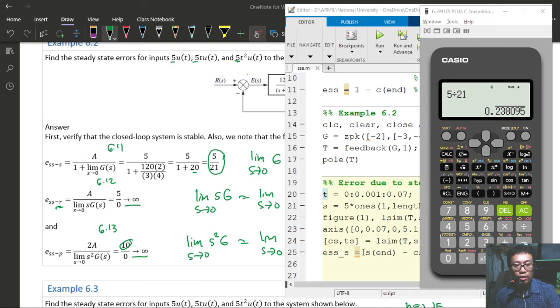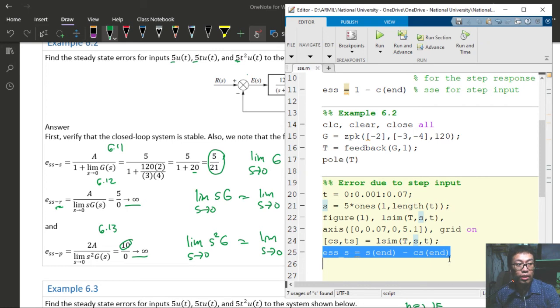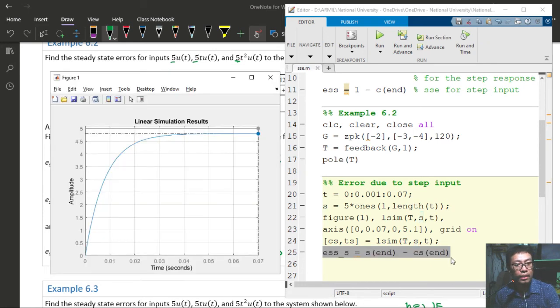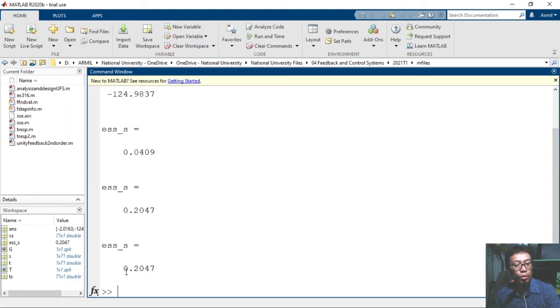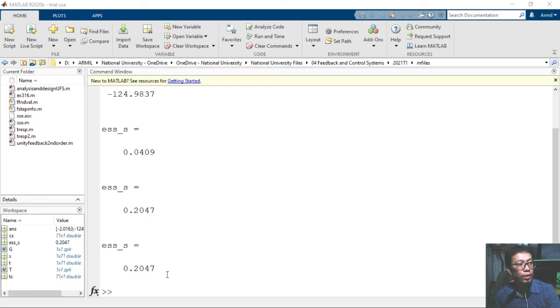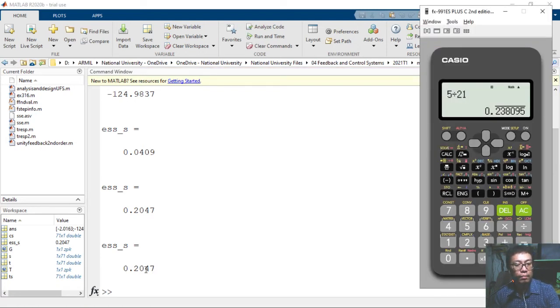Pero actually, itong command na to which I used to numerically compute the error, that gave me 0.2047. Okay, so sa computation, ito yung nakuha natin sa MATLAB. So medyo may discrepancy. Okay, again, ito kasi sa MATLAB natin is numerical yung calculation. Ito naman analytic based dun sa formula na dinerive natin. Okay. So pero nandun yung idea na makukuha natin yung steady state error.